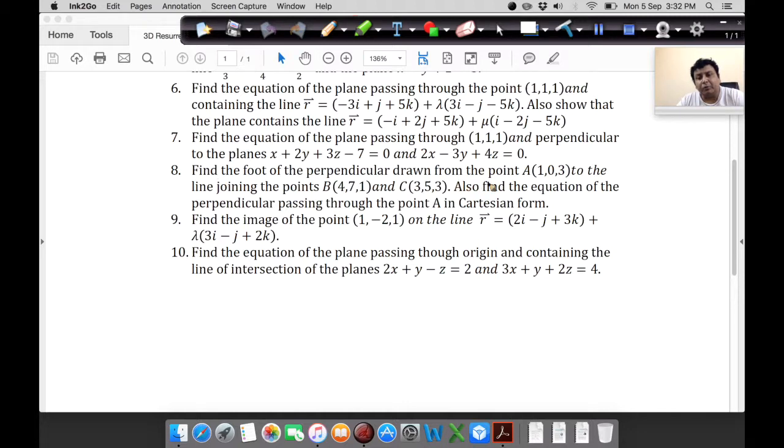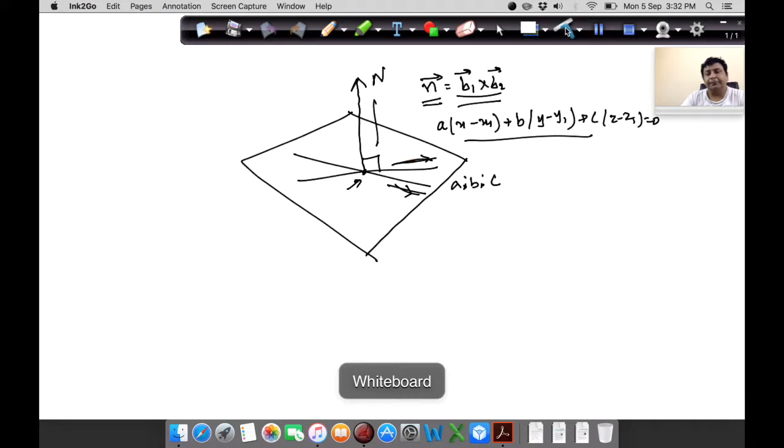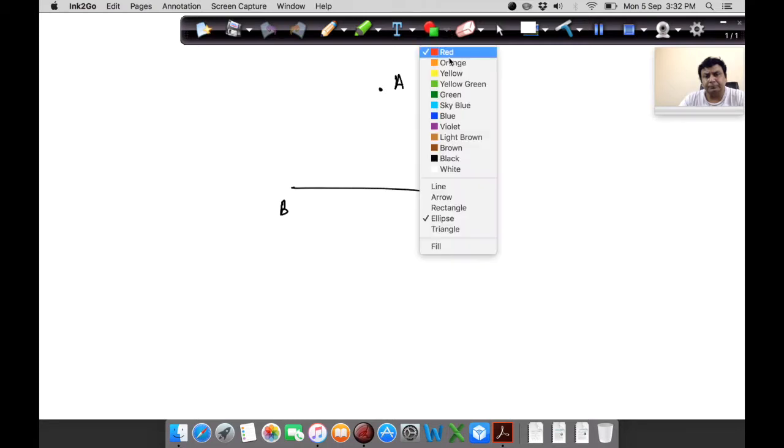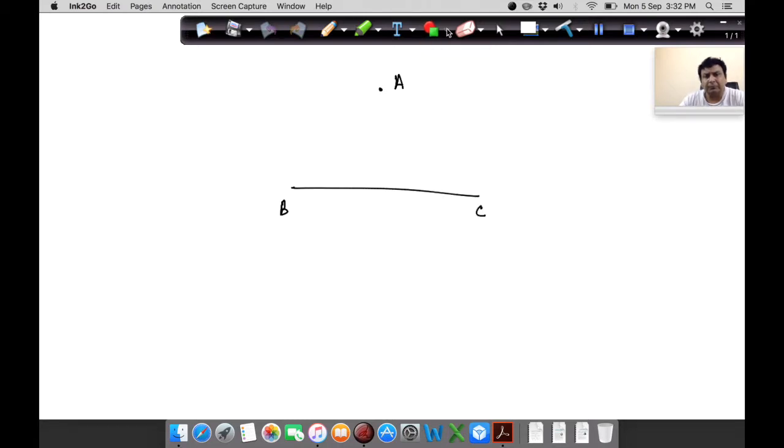Find the foot of the perpendicular drawn from this point to the line joining this point and this. Pretty important sum, because it's not a crammed one that you know the sum already. It's like 2 points are given, B and C, and then there is a point A, and from there we have to drop a perpendicular, and then we need to find the coordinates of D.